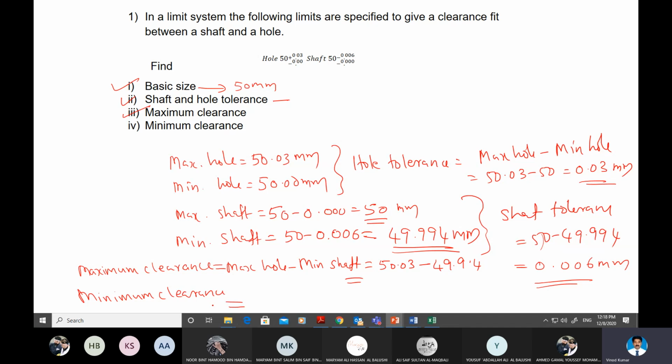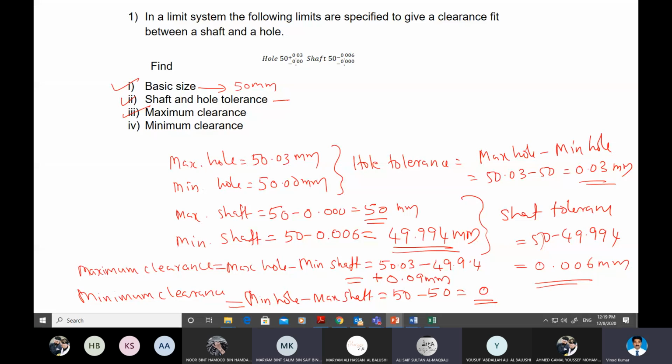Minimum clearance is minimum hole minus maximum shaft. Minimum hole is 50 and maximum shaft is 50. So minimum clearance is going to be 0. And here, how much? 0.09.